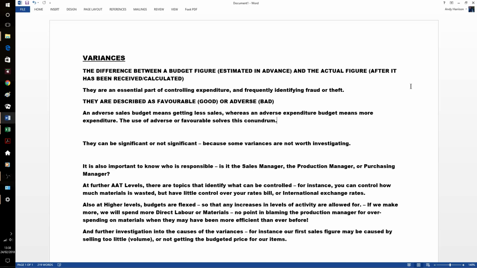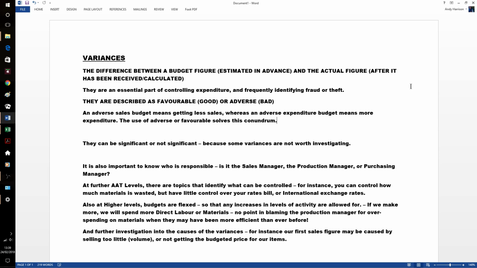Adverse or favourable is the way we will describe our variances. Adverse means bad, favourable means good. This is to solve the mathematical issues, though we've got another way of doing that later. An adverse sales budget is less sales, so actual less than budget. Budget minus actual would be a positive figure. An adverse expenditure budget means we spent more than our budget, so budget minus actual would be a negative figure. That one at least makes sense. Solving the problem by using adverse or favourable.